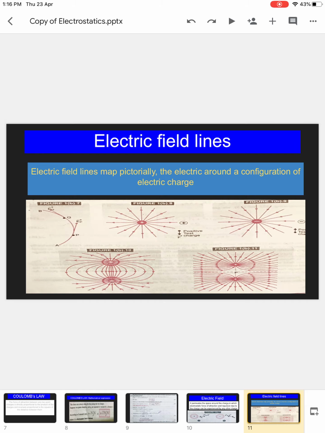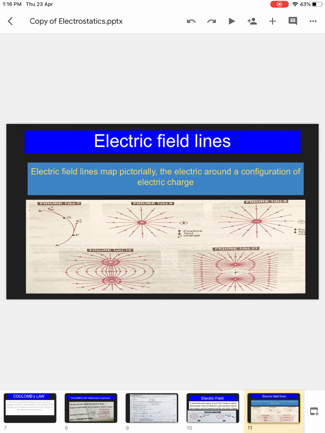Now electric field lines. Electric field lines are basically the pictorial representation of the electric field of a charge. From figure 1b, it's clear that these are the electric field lines, curved lines. If you consider any point on this line and draw a tangent, that tangent will give you the direction of the electric field. See the point P here: if I draw a tangent, that will give you the direction of the electric field at P. Similarly, if you consider the point Q and draw a tangent, that will give you the direction of the electric field at point Q.